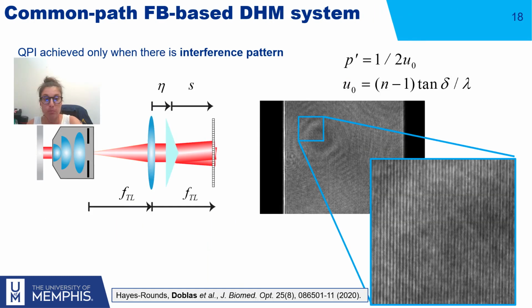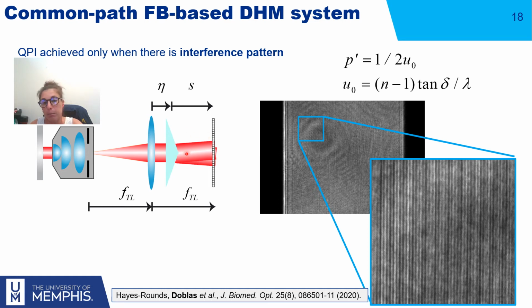Here what we're going to talk about is a different way of doing a common path DHM system, using a Fresnel biprism. So let's assume that we introduce a Fresnel biprism after the tube lens. If the system works in the telecentric regime, now the Fresnel biprism is going to create two replicas of the beam, and if the sample is illuminated with a plane wave, here we're going to have two plane waves that are slightly displaced, so they are tilted. The two beams come from the same coherent beam, so they are coherent with each other.